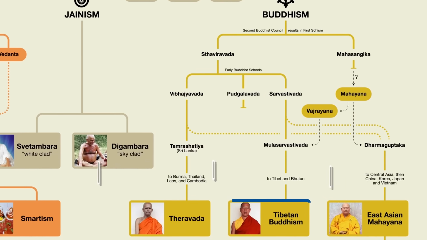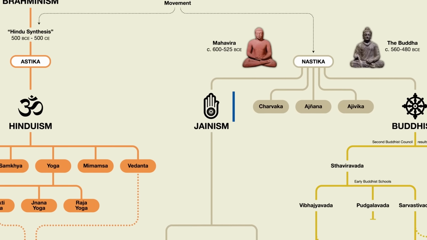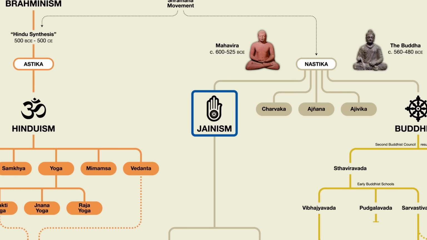Now, before I go, I want to briefly mention Jainism, which is the other religion that can be traced back to the Shramana movement. It was founded by a man named Mahavira, who, as you can see here, is often depicted as looking quite similar to the Buddha. In fact, the 2 teachers lived around the same time, with Mahavira being the older of the 2.